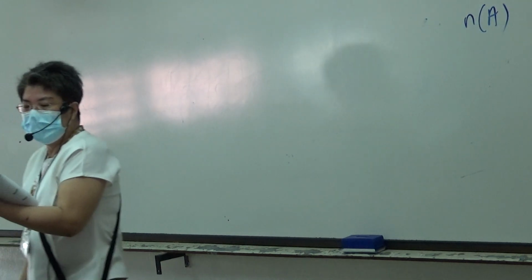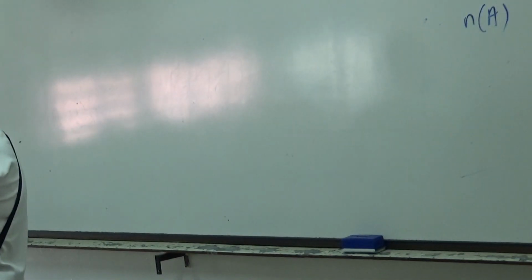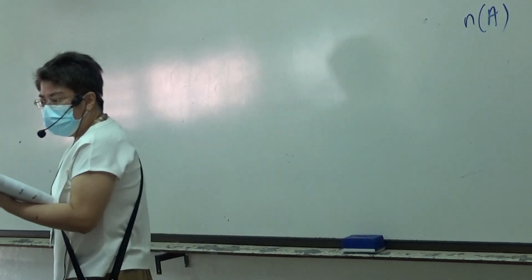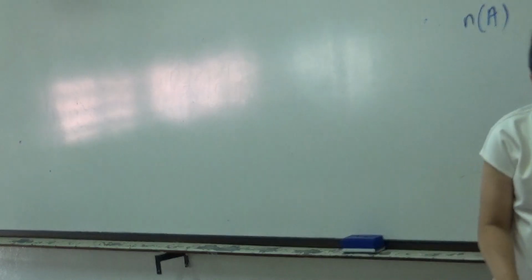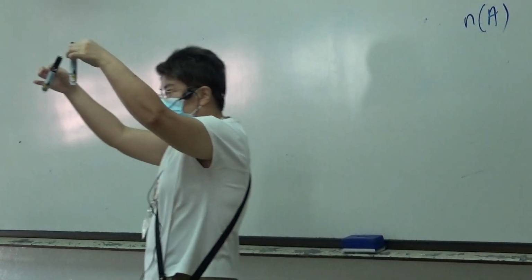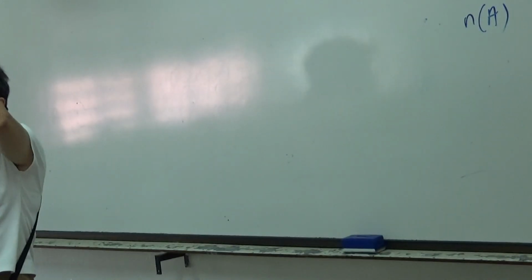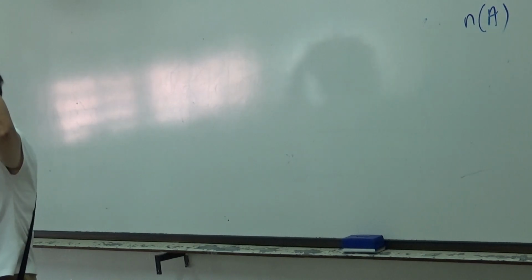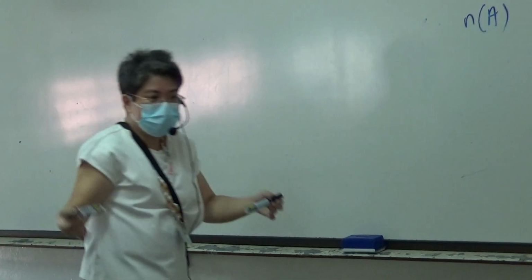Now next. Let T be the collection of two identical pens. How would we write the list? How should we list the elements in T? PP, or P1, P2? Even if you have two identical pens, they are distinct. This is P1, this is P2. You cannot say PP, because then who is P1? You understand? Okay, I'll teach you again later.